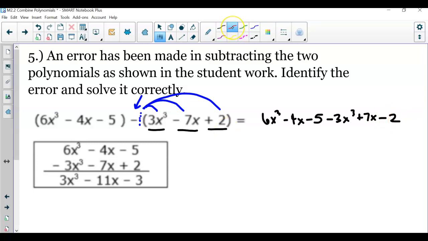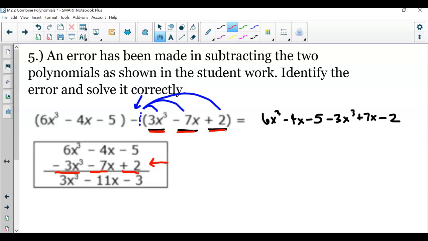So right there, you should have noticed, and if you did, awesome job. The error was right here. What did they do? They distributed and got the negative 3x cubed, so they distributed to the first term. They left the negative 7x and the positive 2 here, just like the original. So they did not distribute to the entire trinomial or polynomial that was inside the parentheses.